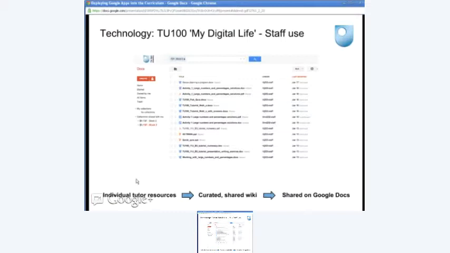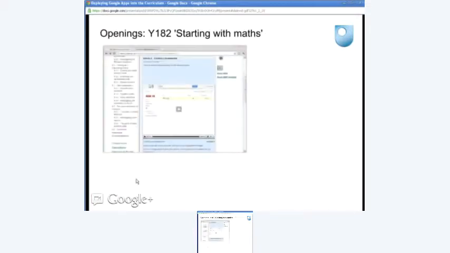So it's not just going to be working with the students, it's also used for sharing materials between staff to try and get, again, this best practice in terms of tutorials. The other example is openings, and by openings I mean trying to get students with no prior qualifications up to university level standard.